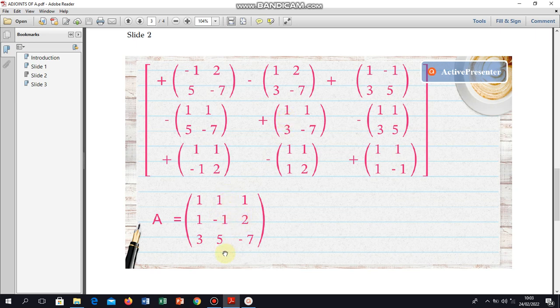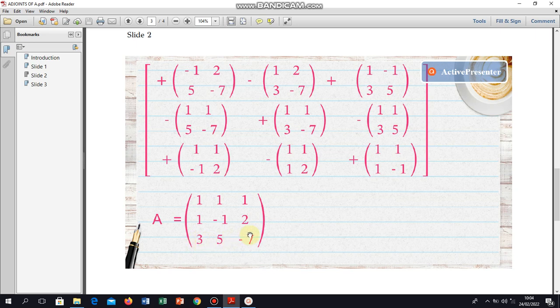We shield the second column and the second row. We are going to obtain 1, 1, 3 and negative 7. Here it is. We move on to place our negative sign again. Now we shield again this row and this column. We are going to have our 1, 1, 3, 5. Here they are. We move on again to shield now the last row.